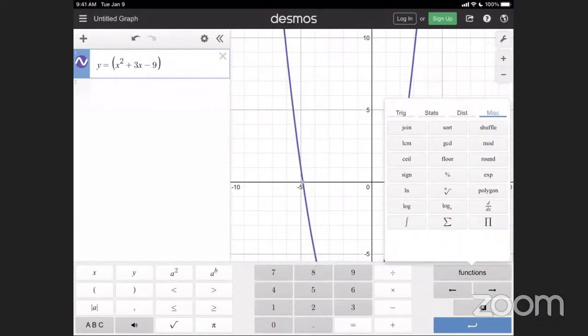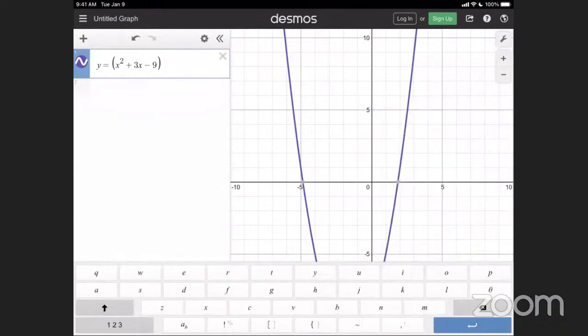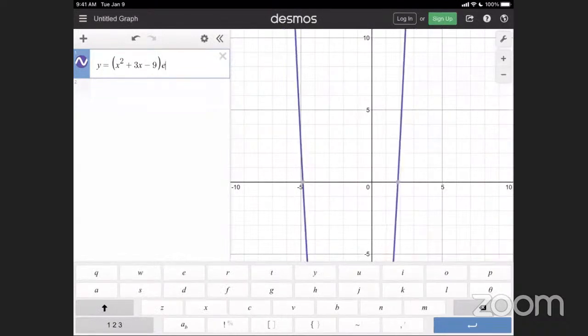GCD, join, shuffle, mod. Let's see, could I shift maybe? No, I don't have shift. It's weird that I don't have an E in here anywhere. Do I go ABC? Oh, there's the E right there. Yeah, I wonder if I just do that.